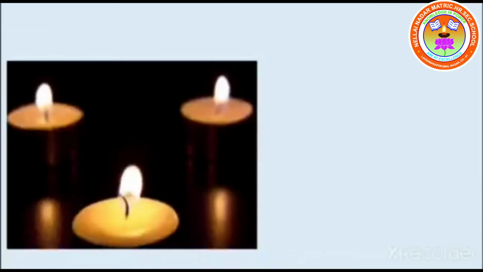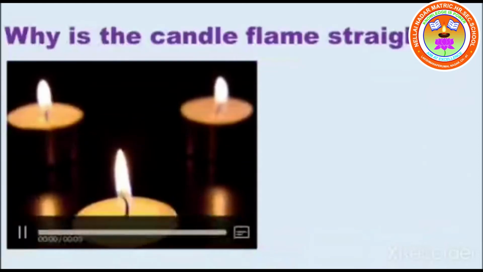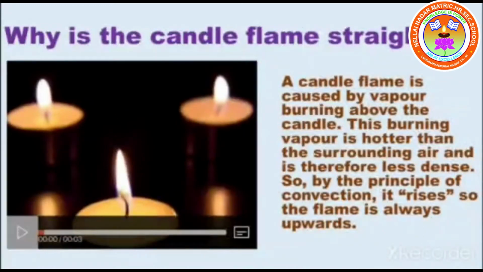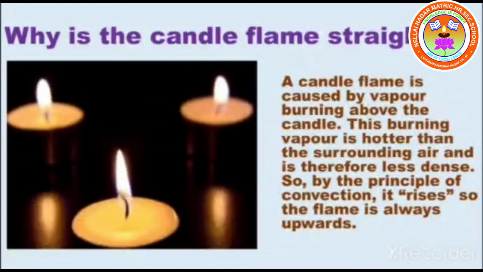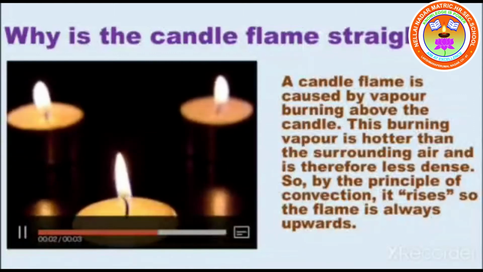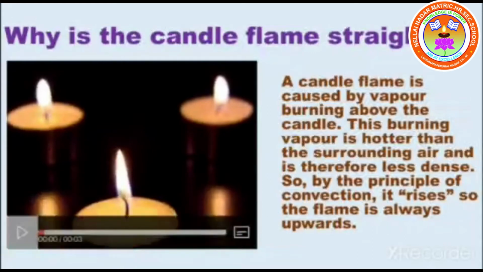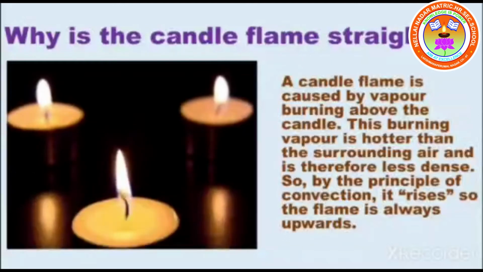Why is a candle flame straight? A candle flame is caused by vapor burning above the candle. This burning vapor is hotter than the surrounding air and is therefore less dense. So by the principle of convection, it rises. So the flame is always upward.